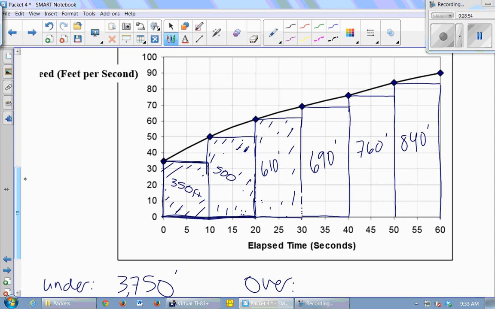For the overestimate, I'm always going to use the right endpoint of my interval to create the height of the rectangle to assume the fastest speed over the whole interval. So the first interval started at 35, ended at 50. I'm going to assume that it was at 50 the whole time. So I've got this pink rectangle that represents distance traveled over that 10 seconds. Okay, so my pink rectangles are going to be my overestimates, always using the right endpoint to get the height of the rectangle.